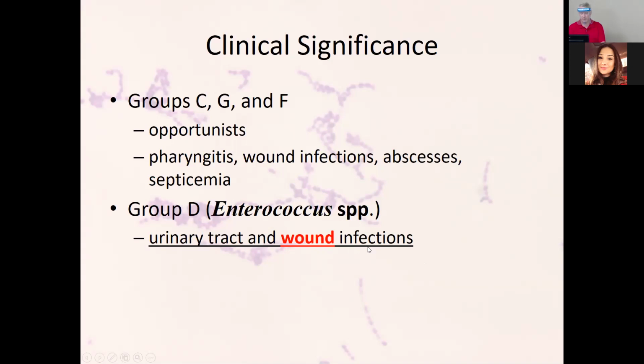Urinary tract to a wound infection can be Enterococcus faecalis, the D, or faecium, the ones we've talked about.